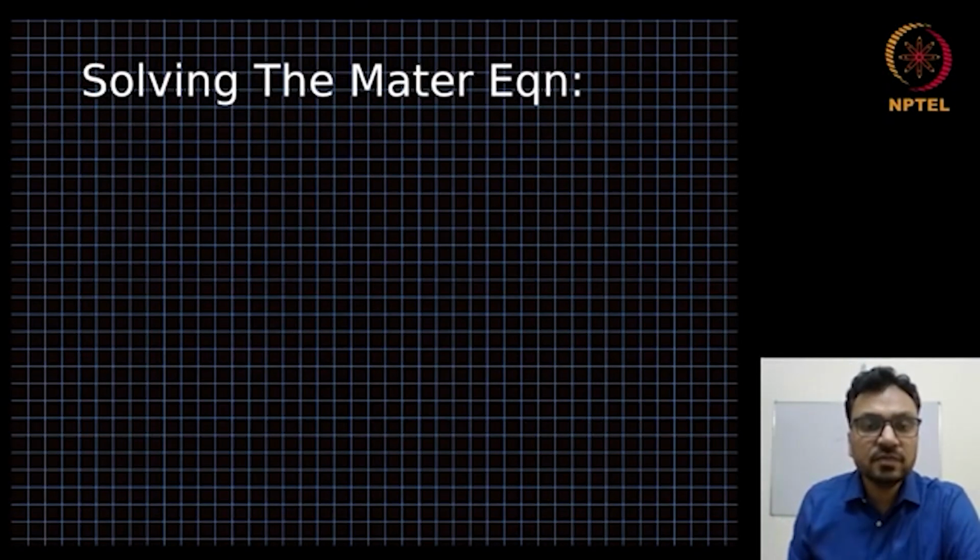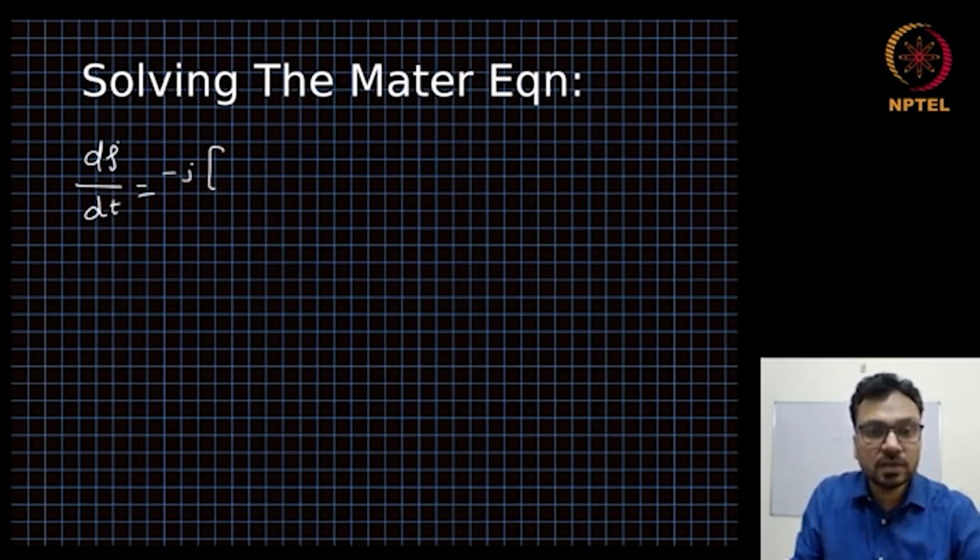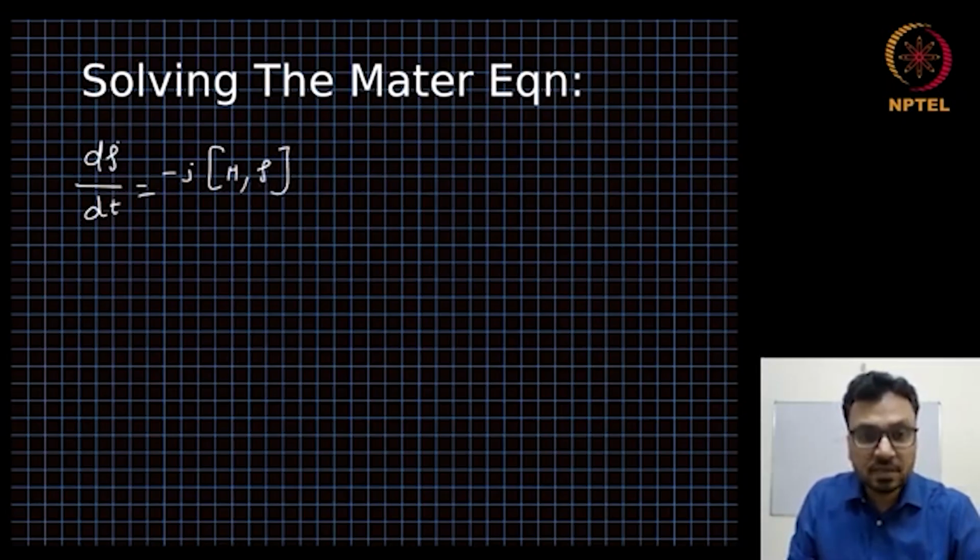In today's lecture, we will talk about how to solve a given master equation. The master equation looks like the following: dρ/dt equals -i[H, ρ], where ħ is 1, H is the Hamiltonian of the system, and everything is system related. ρ is the density matrix of the system at time t.